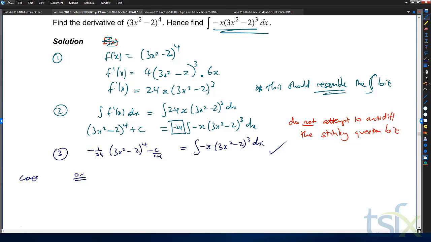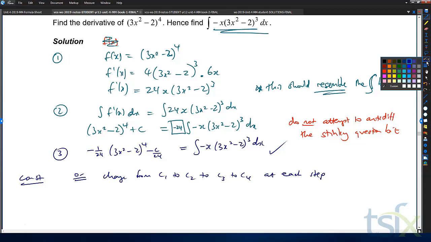My advice would be to either do this or, another thing you can do with the constants, change from C1 to C2 to C3 to C4 at each step. Just keep making them new constants, okay? So in other words, I'll write the alternative in red. I would call this plus C1, then down here, plus C2. New constant, it's constant, it's constant. But I can't just write plus C, because I'll divide that constant by negative 24. I know it's tricky. Here we go, questions.